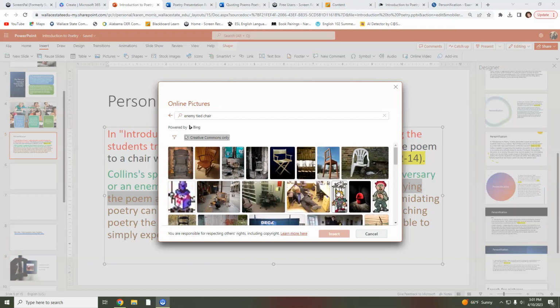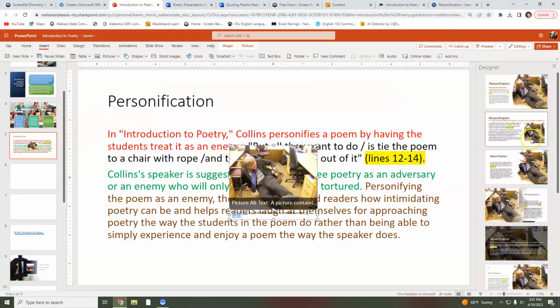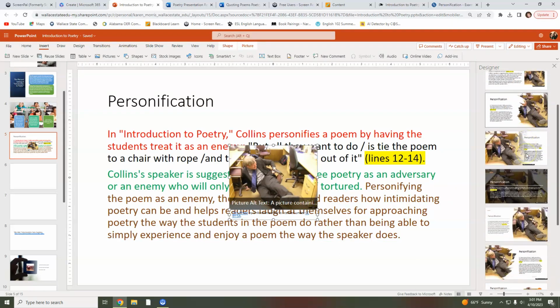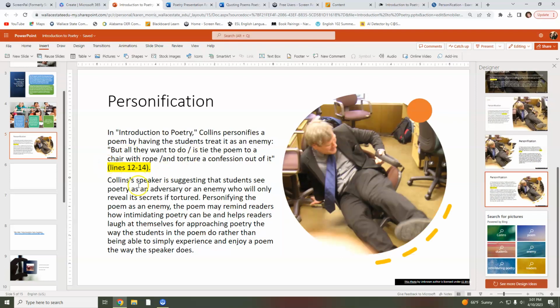Okay, so I found enemy tied chair is what I looked at. So insert. And let's see what my design thing creates for me. Something like that, maybe. That'll work. I lost all my colors, but I could go back and fix that. And I will, but this gives you some idea of how you can do this particular slide. You do not have to use colors, but you know I like it, so it makes me happy when you do. So feel free.